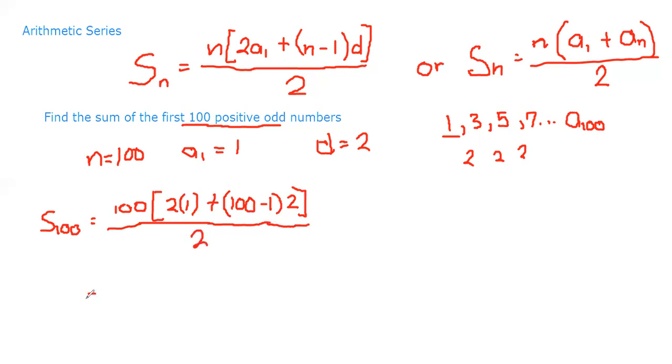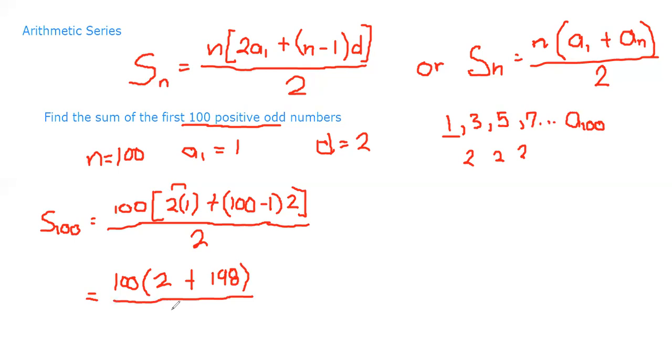Then, compute na natin. So, dito tayo, 2 times 1. What is 2 times 1? That is 2. Then, plus 100 minus 1, that is 99. Tama. Times 2. 99 times 2, that is 198.